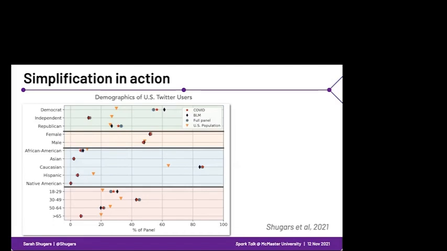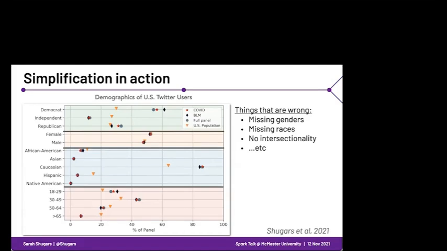So again, this is a simplification of reality. We could easily look at this plot and see many things that are wrong with it. For example, there are only two genders included, so we're definitely missing some identities there. This also isn't a complete list of racial identities, and there's absolutely no representation of multiracial people here.